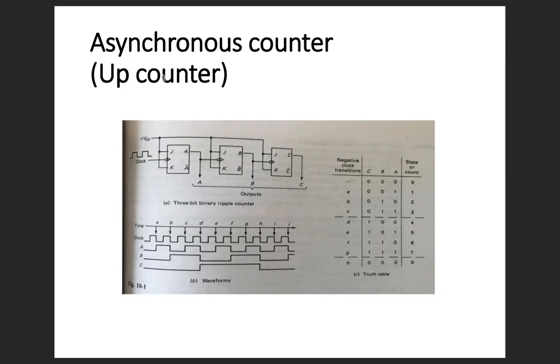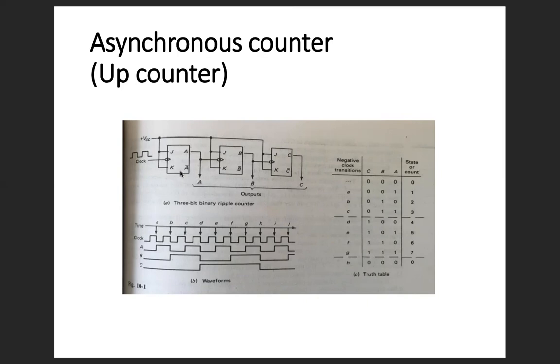Now, let me tell you the difference between up counter and down counter. In case of up counter, your output will be taken from A. You know that a JK flip-flop has two outputs that are complementary. So if one output is 1, the other output should be 0. In case of up counter, the output is taken from A. Now in case of down counter, the output will be taken from the complementary output, which means A bar.